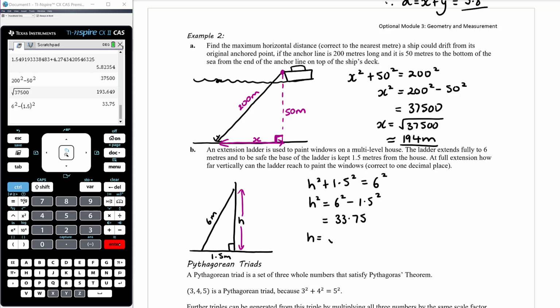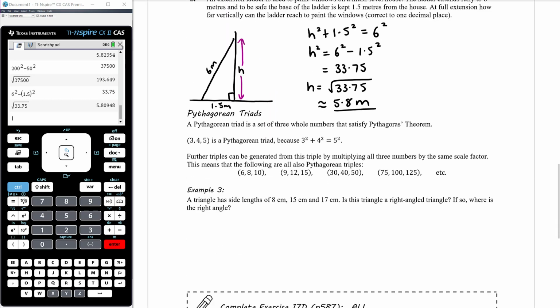So h is the square root of 33.75, which is approximately, correct to one decimal place, 5.8 metres. So with our 6 metre ladder and making sure that we still have the ladder pulled out from the house at a safe enough distance, we can reach up to a height of 5.8 metres to paint the windows.